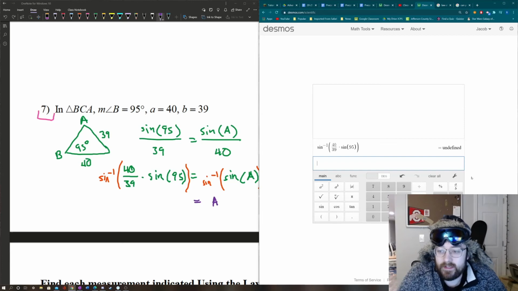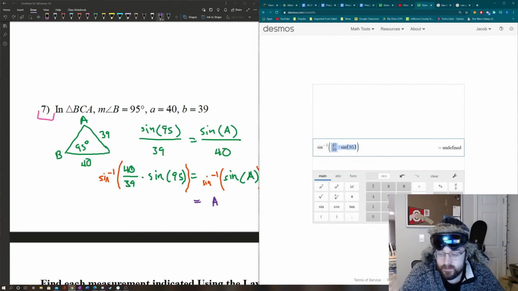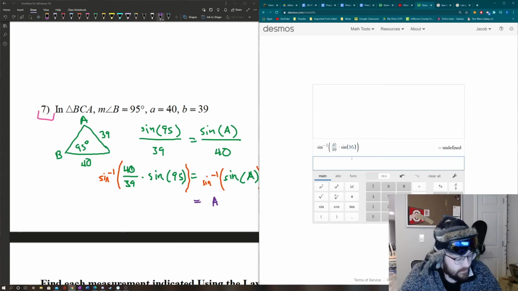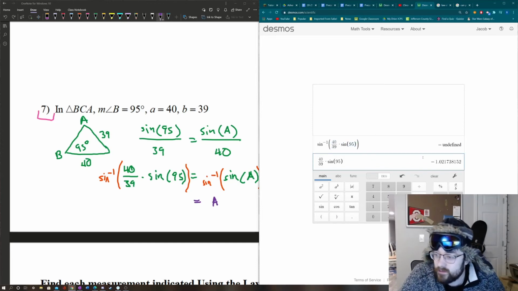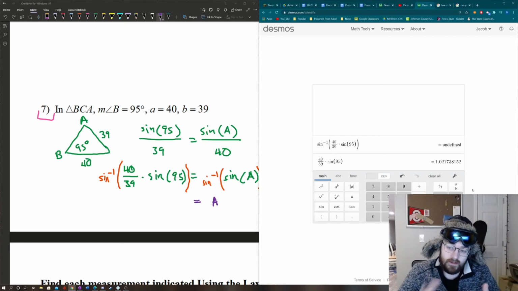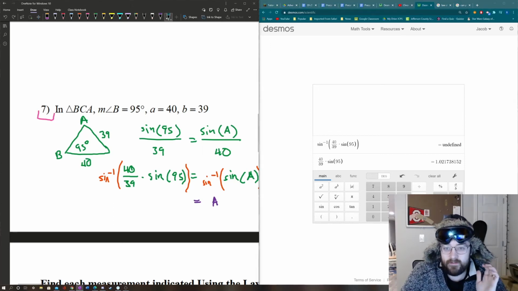So I didn't get a number for that. That's because this number right here is greater than 1. And when we put a ratio into inverse sine that's greater than 1, it doesn't work. So suffice to say, this is going to be undefined.